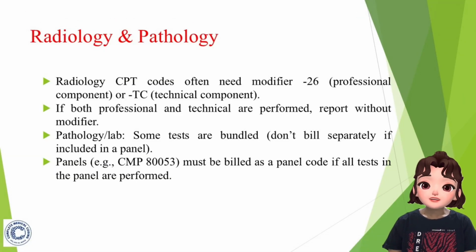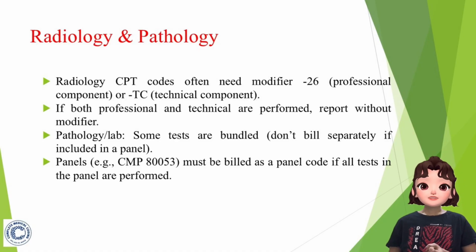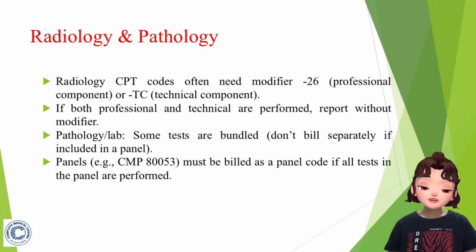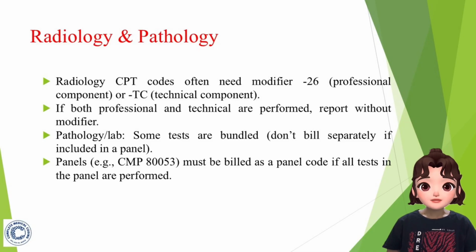Now, radiology and pathology. Some guidelines from radiology and pathology. For radiology, CPT codes often need modifiers. Two modifiers are commonly used: one is the professional component and the other is the technical component. 26 is the professional component, whereas TC is the technical component. So, use accordingly. If both professional and technical are performed, you can report it without a modifier.